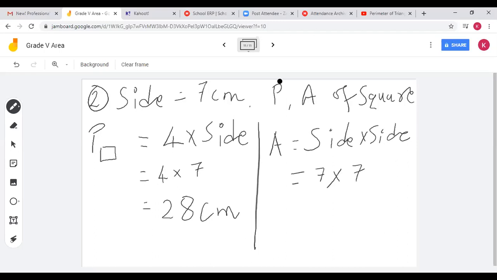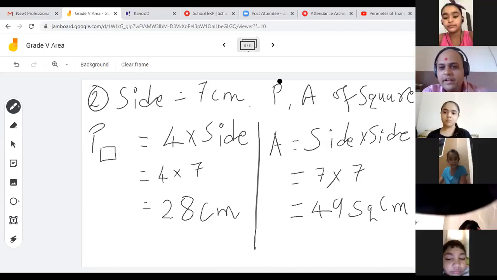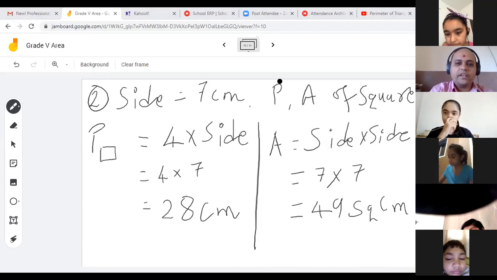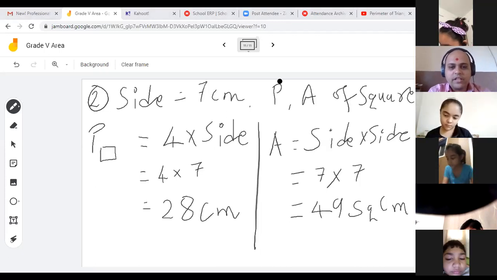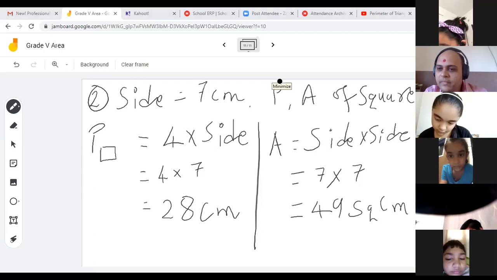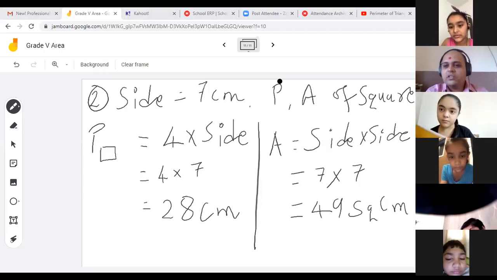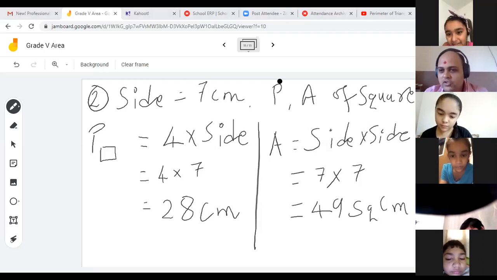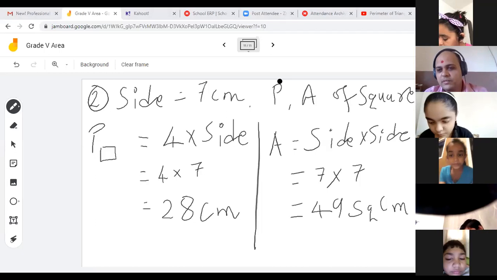So what will be the answer? 49 square centimeter. Okay, done. Come on, do it fast. Very easy. Shivani, 7 7s is what? It's a formula. 7 7s is 49, right? So side into side, area. This you have studied in 4th standard.